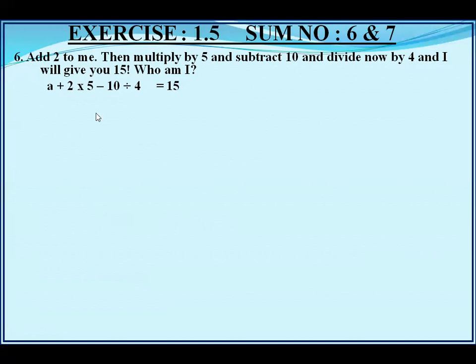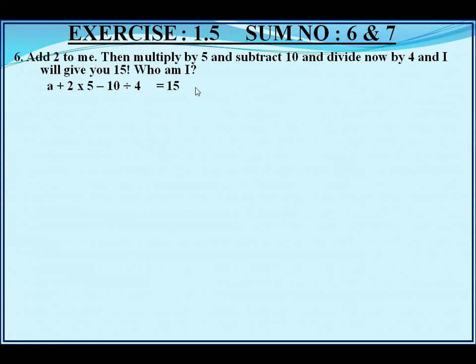Now since the operations are given in order, you cannot follow the BODMAS rule here; you have to go backward. The order is add 2 to me, multiply by 5, subtract 10 and divide by 4. So what you should do is first divide by 4, subtract 10, multiply by 5, add 2 to me, and you will get the number. So how to do it? First is the last operation, division.